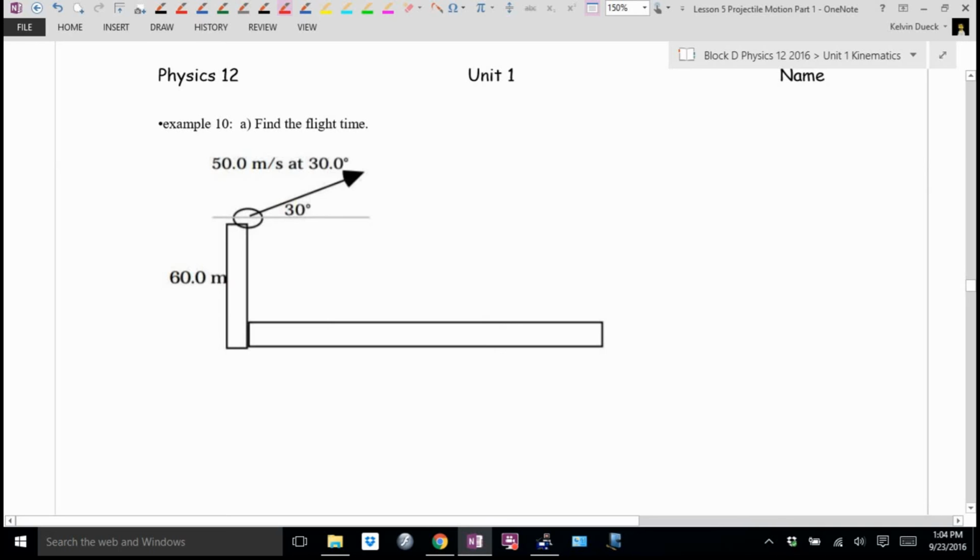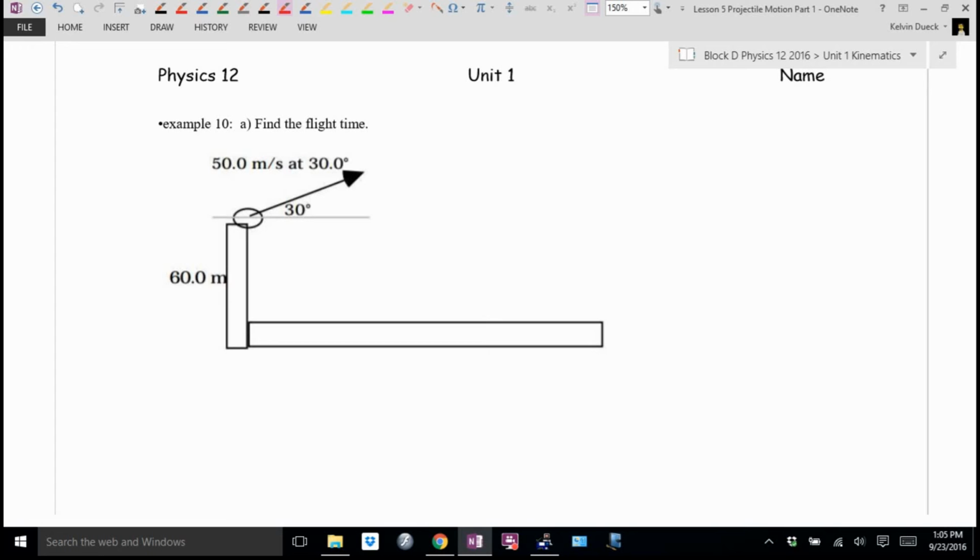Example 10. Here we go. Wait for it. Is there a cliff? First of all, is there an angle? This is a job for components. Is there a cliff? This is as tough as it gets.